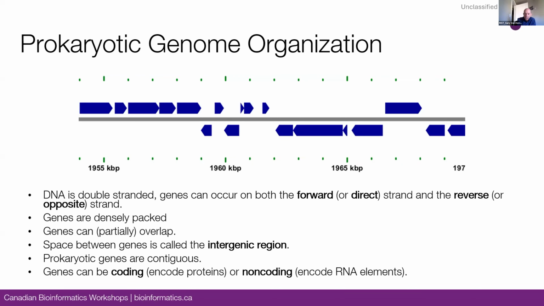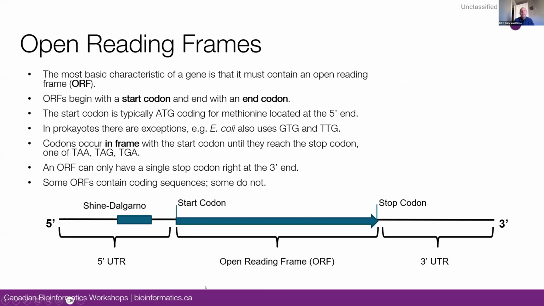In a prokaryotic genome, there's a start and a stop, and it's all protein coding sequence in between, so they're contiguous. Right? Okay. So one of the first things you need to do if you want to find out where the genes are is to look for the open reading frames. This is a very basic characteristic of a gene: it has to contain an open reading frame.